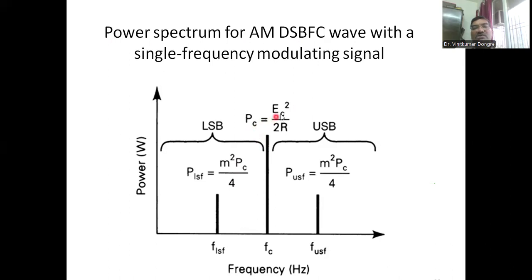So PC is equal to EC or VC, whatever you like to say. PC equals EC square by 2R, and the lower sideband is M square PC by 4, and the upper sideband is M square PC by 4. Both the bands are there. This formula needs to be written. These three lines, the higher and the lower: if you draw these three lines you will get at least 2 marks, but if you do not write the formula, you will not get the mark. Upper sideband, lower sideband, and the center frequency FC.